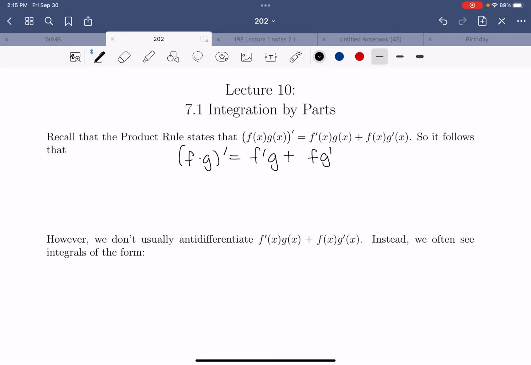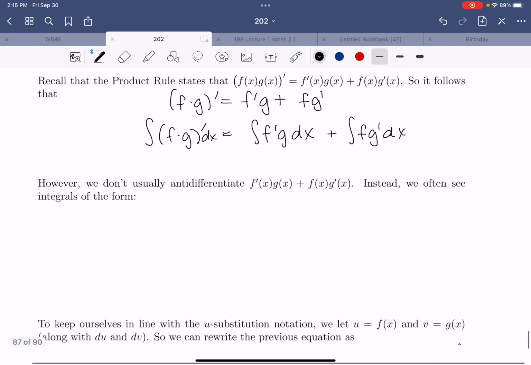So the opposite of taking the derivative would be taking the integral. So if we take the integral of each piece, and these are all functions of x, so we're integrating with respect to x, then the only one of these that we can simplify is this first one. The integral and the derivative undo one another, a la the fundamental theorem of calculus. So this just becomes f times g.